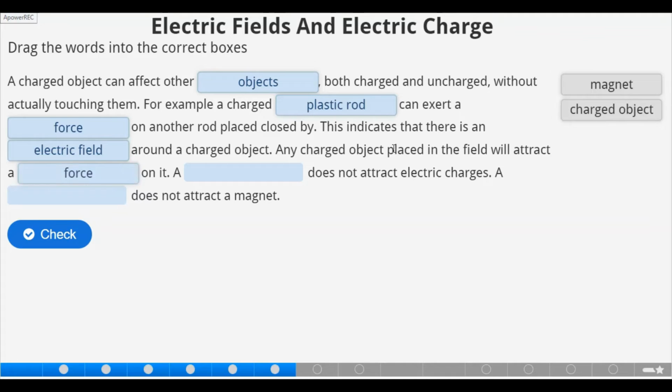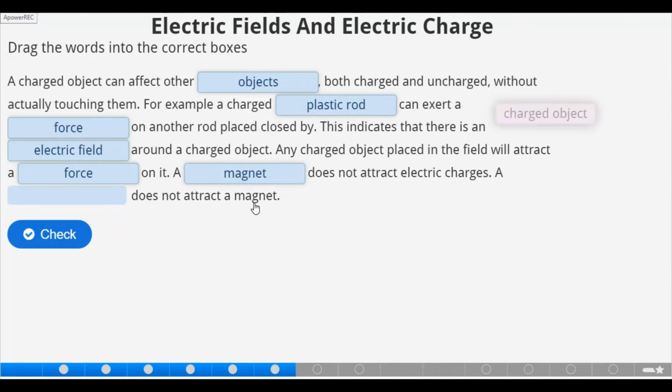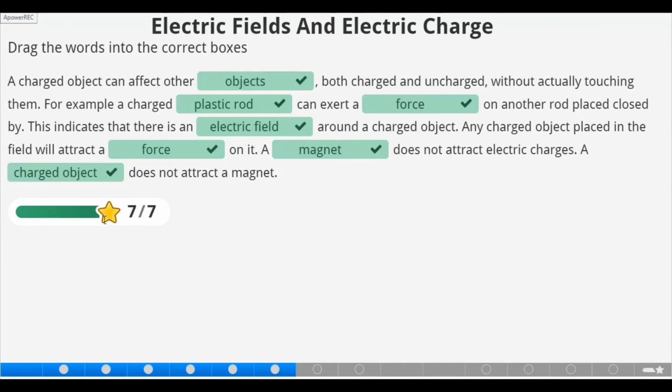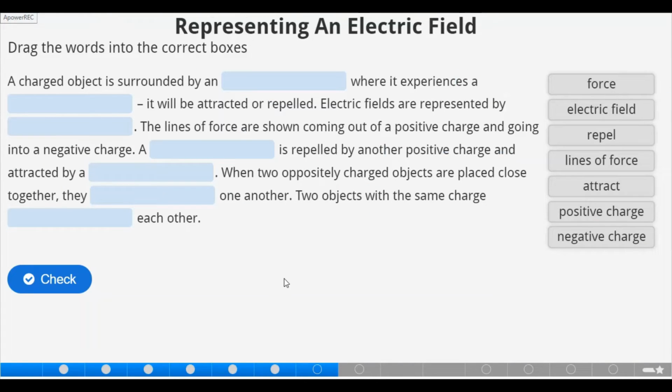Any charged object placed in the field will experience a force on it. A magnet does not attract electric charges. A charged object does not attract a magnet. That is it.